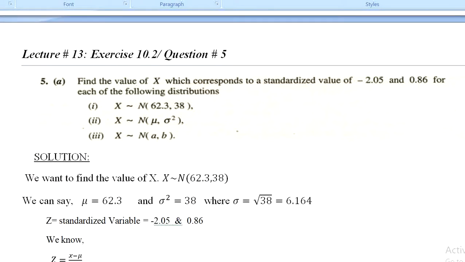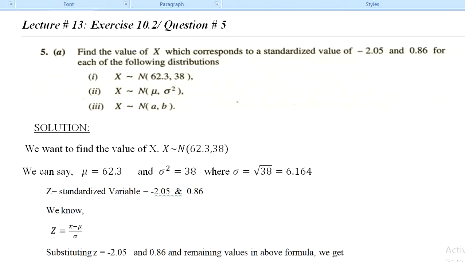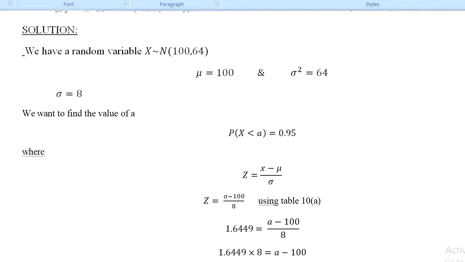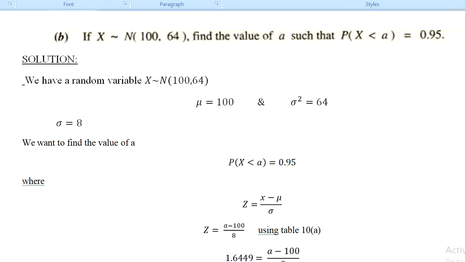We have another part of question number 5. This is part C, which is very similar to the question number 5 part B. So I hope you can easily perform that question further.